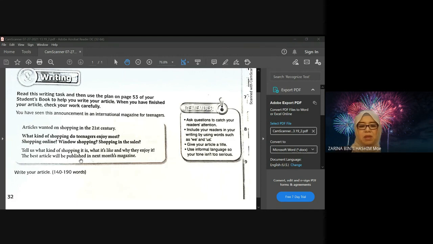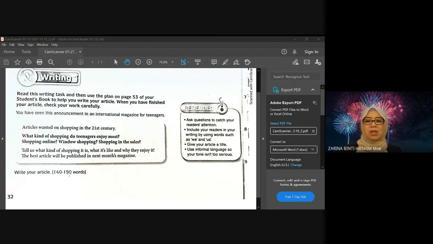Okay. Okay, write your article 140 to 190 words. Okay, so cikgu ingat kamu nak tulis 125 to 150 pun boleh. So kalau maksimum pun 190 je lah maksimum. 190 ni maksimum lah. Okay, jangan terlalu panjang sangat dan jangan terlalu pendek sangat.